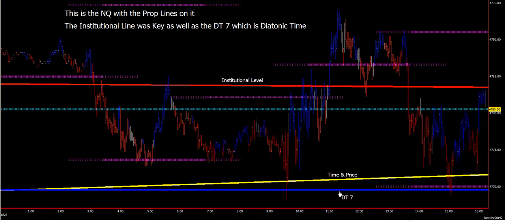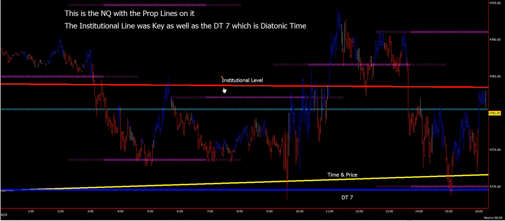Anyway, this is the Nasdaq Futures. And like I said up here, I've got the prop lines on there. The prop lines are the institutional, the time price, and the DT7. I also use a large speculator line, but I don't have that on here because we're not really going to delve into that right now. What I wanted to show you is a couple of things.